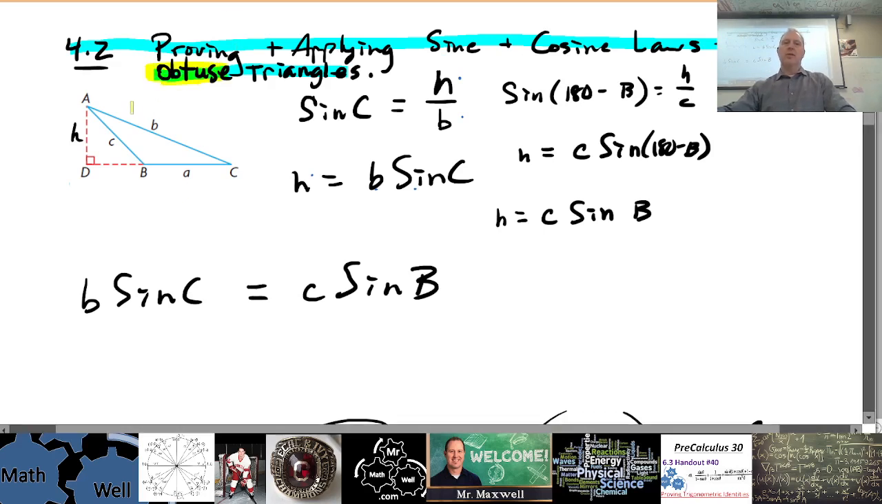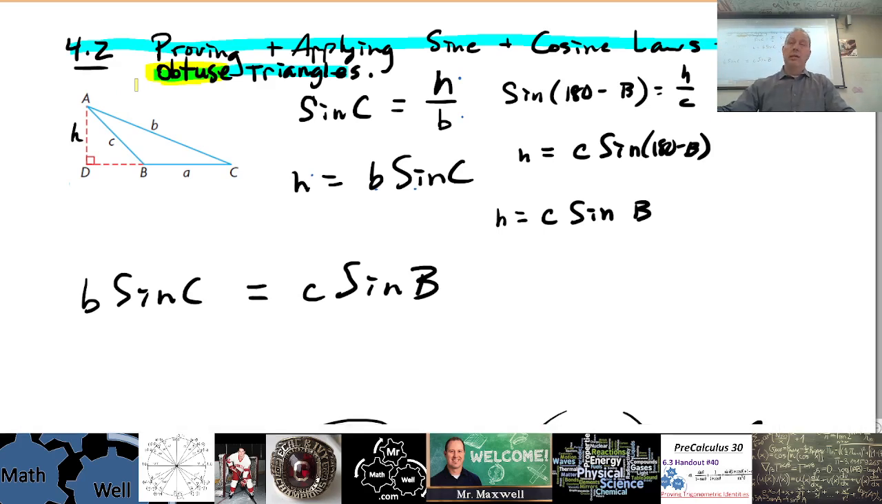So obtuse triangles are triangles that have at least one what? Or only one, you can't have more than one of these, but have an angle that is what? Yeah, between 90 and 180. So it's got an obtuse angle. An obtuse triangle is a triangle that has one obtuse angle.